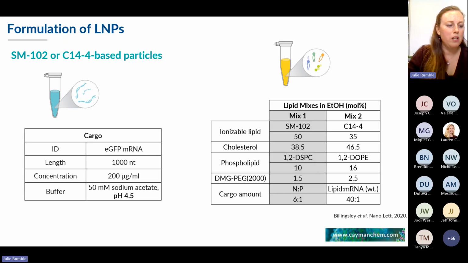The amounts of lipid and cargo in each of the mixes were determined based on either a ratio of nitrogen atoms to phosphates in the RNA backbone, as in SM-102, or as a weight ratio of total lipid to total mRNA, as with C14-4.